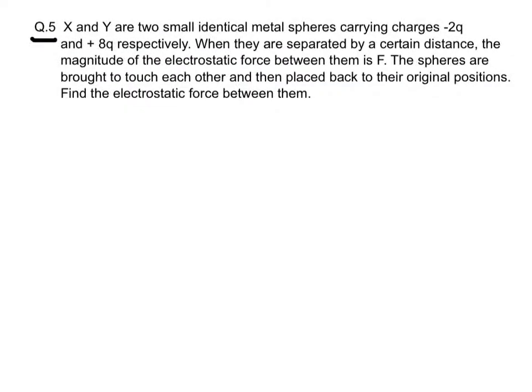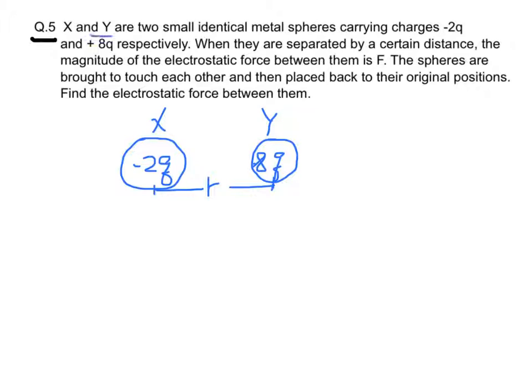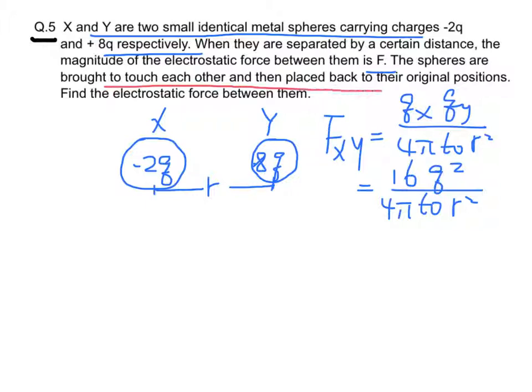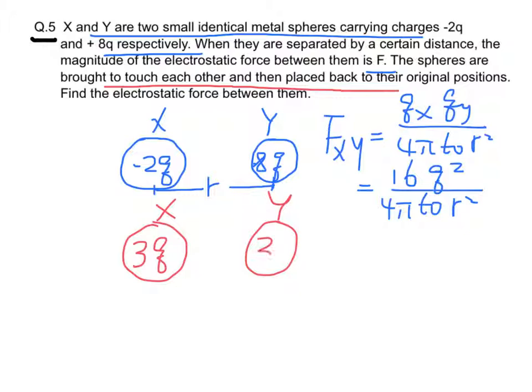Question number 5. Before they are touched, the force between X and Y equal to Qx Qy over 4 pi epsilon r square, which is equal to 16 Q square over 4 pi epsilon r square. When they are brought to touch each other and then placed back to their original positions, the charges on X and Y are the same, which is equal to 3Q, with the same separation r.